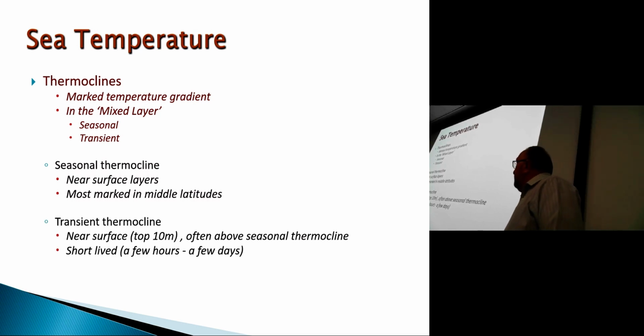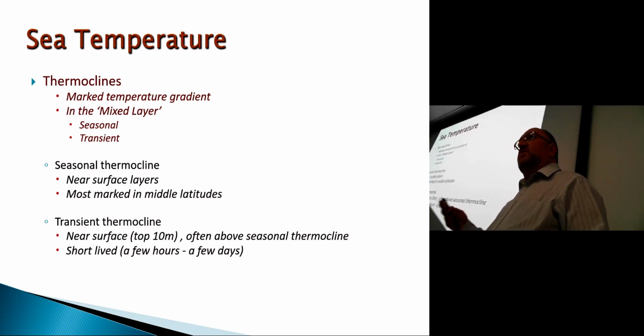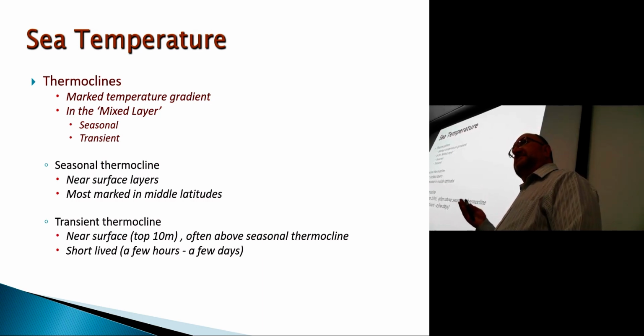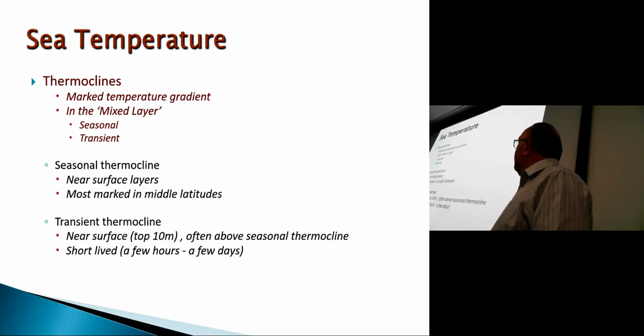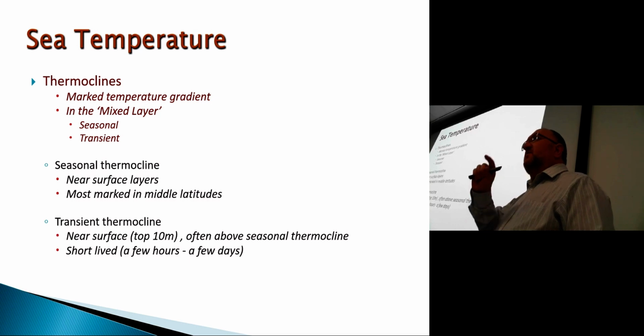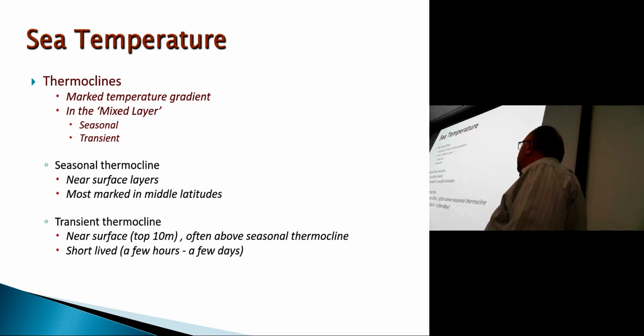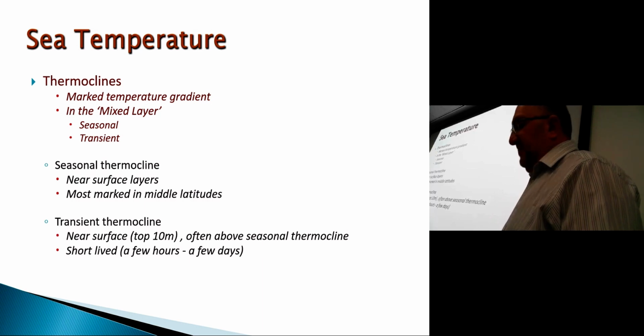Our transient thermocline, a bit more interesting, I suppose, because it comes back to the afternoon effect. Remember we mentioned the afternoon effect earlier on? Something that had been discovered and they weren't quite sure what was causing it. So near the surface, top 10 metres, and certainly above our seasonal thermocline, we have another layer which gives us another temperature gradient. Quite short-lived, it can last between a few hours or a few days.